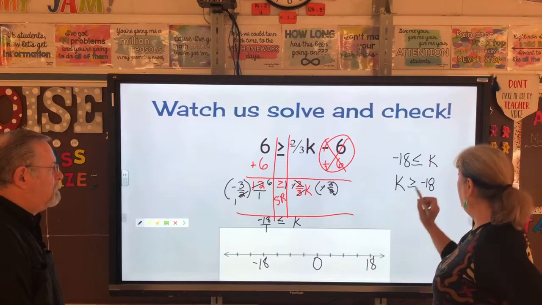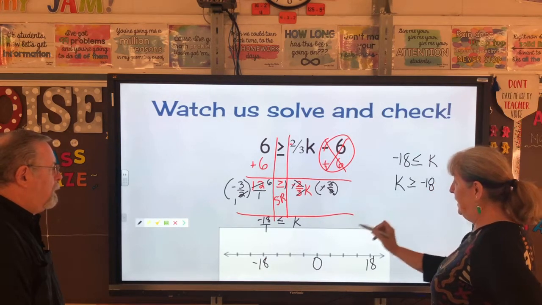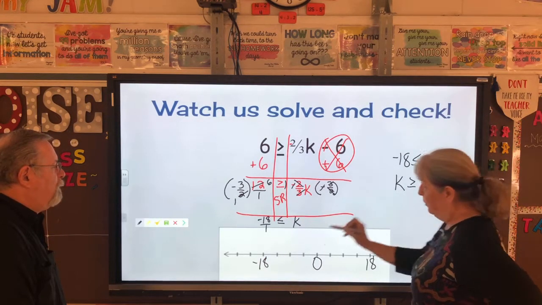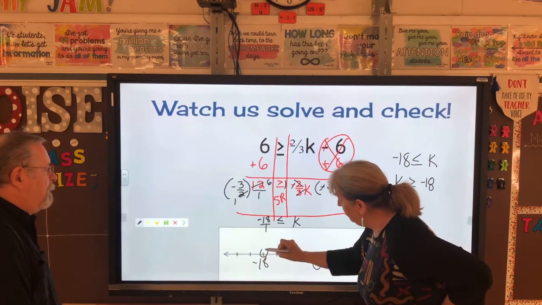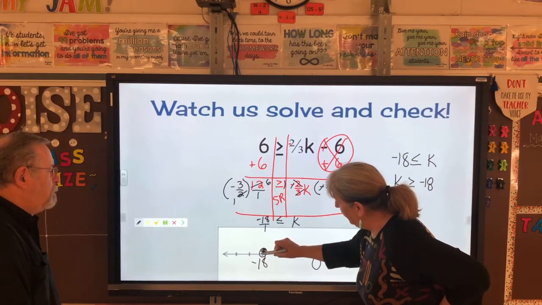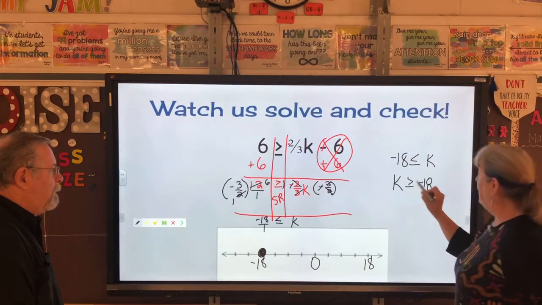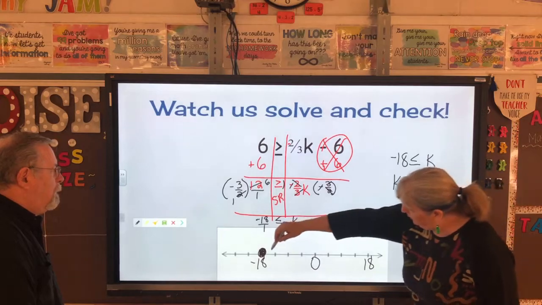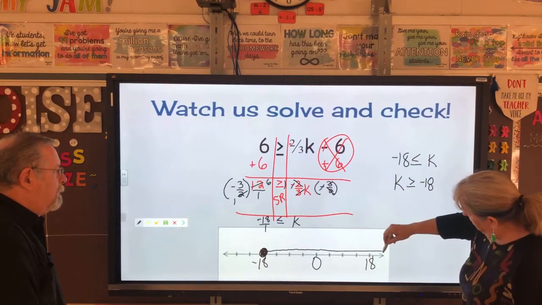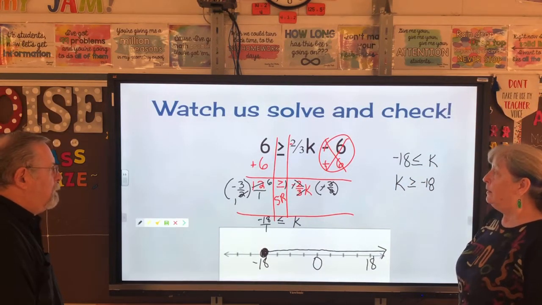I'm pretty happy. So k is greater than negative 18. Or equal to. Ooh, or equal. Don't forget that. Or equal to. So I do my circle, and then I fill it in with that little extra line. I call it the fill-in line. So fill it in. K is greater than. So I know greater than is this direction. So I'm going to come this way.